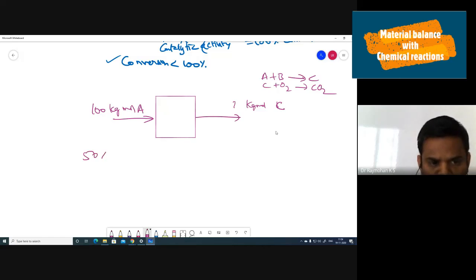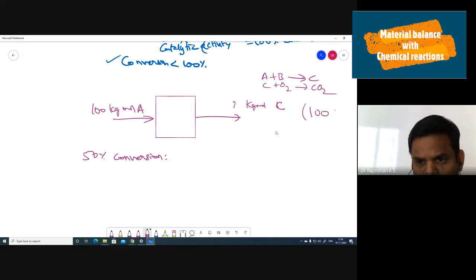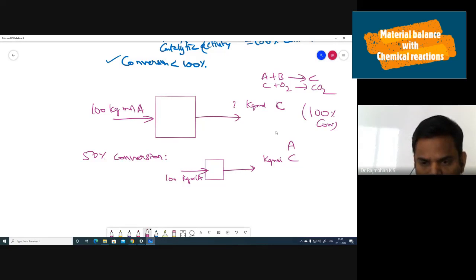If it is 50% conversion, so what does that mean? The product will have pure product if it is 100% conversion, right? But if it is not 100% conversion, for 100 kg mole of A, the product will contain this much kg mole of product, and also unreacted A. Okay. If A is also there, this much kg mole of A will be there. What is that? It is unreacted A.